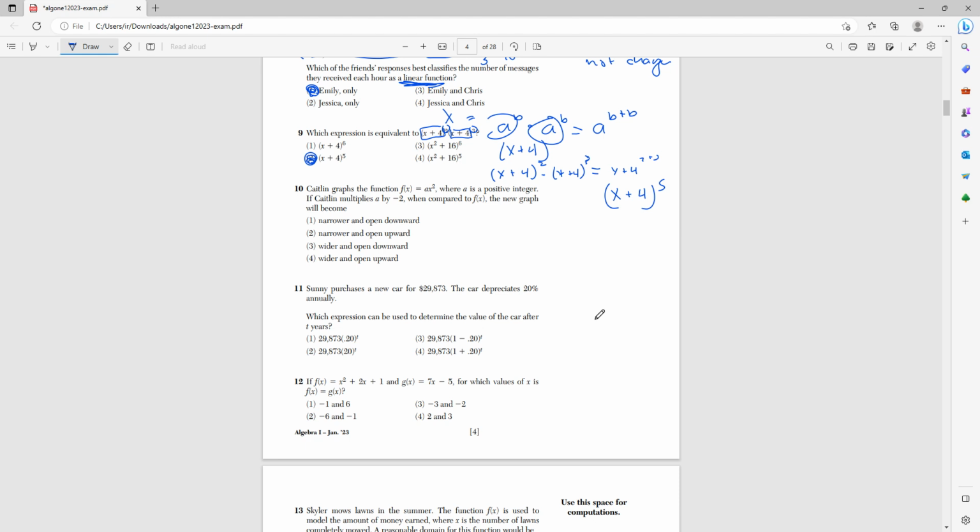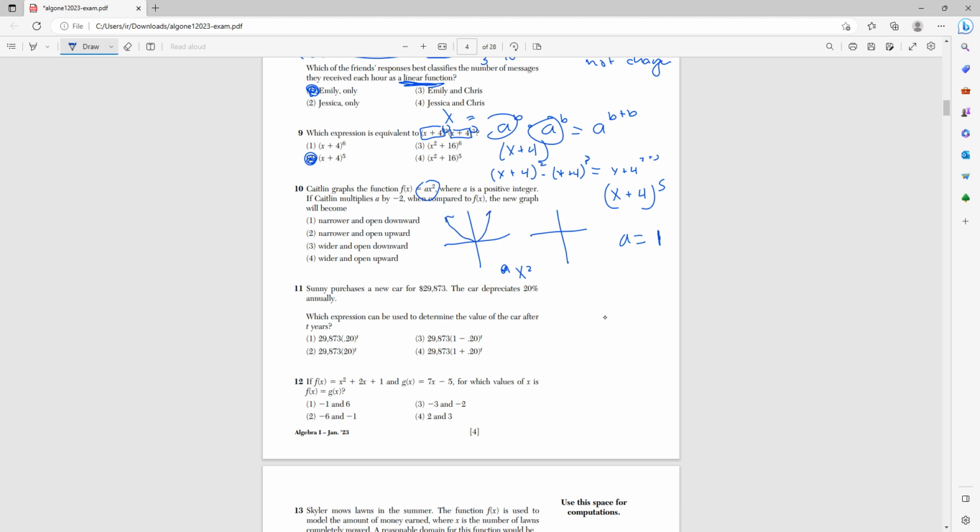Number 10 says, Caitlin graphs the function f(x) = ax^2, where a is a positive integer. If Caitlin multiplies a by -2, when compared to f(x), the new graph will become, right? For this problem, I think the easiest way is to graph it on your graphing calculator, which is allowed on this test. So on my graphing calculator, I'm going to make my a equal to 1. Here I'm going to graph x^2, and what I get is this.